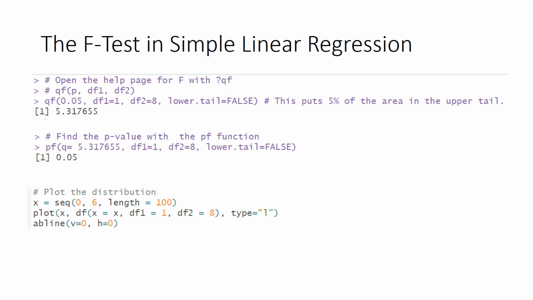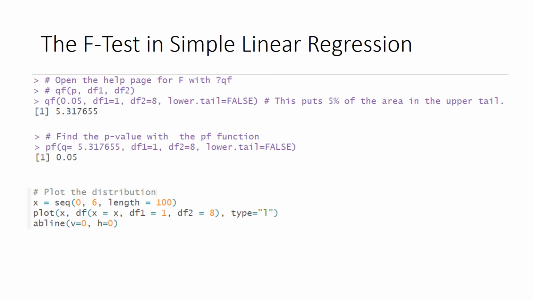This means 5% of the area in the F-distribution with 1 and 8 degrees of freedom is greater than 5.32. This is the critical value for the F-test. This means that the null hypothesis of no relationship is rejected if the calculated value of F is 5.32 or more. The p-value can be found with the pf function. When q equals 5.317655, with 1 and 8 degrees of freedom and lower tail is FALSE, the area to the right of 5.317655 equals 0.05 of the area under the F-distribution.